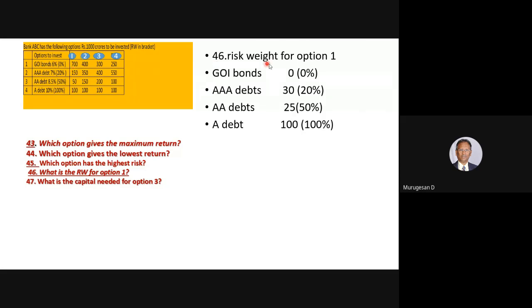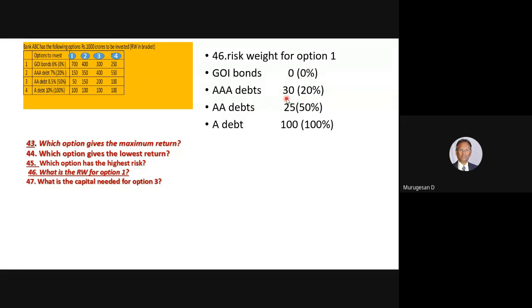See the question. Risk weight means Government of India bond, here you are putting zero. Why are you putting zero? Zero risk. Here, zero return. This is zero risk, zero return. You see the difference. AAA bond, 7%. Okay. But risk is how much? 20%. So, AA bond, okay.